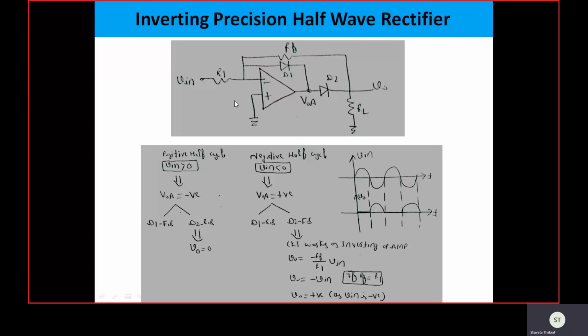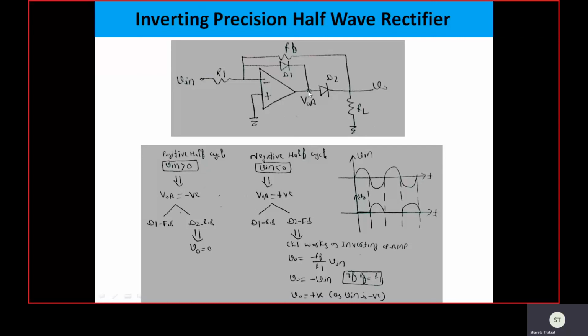So how does this circuit work? In the inverting precision half wave rectifier, the input is applied to the inverting input terminal, and again the analysis is divided into two cases. First we will discuss the positive half cycle, then the negative half cycle. In the positive half cycle of the applied AC signal, when Vin is greater than 0, the voltage is positive, but as it is the inverting configuration, the voltage obtained at this point, VOA, will be negative.